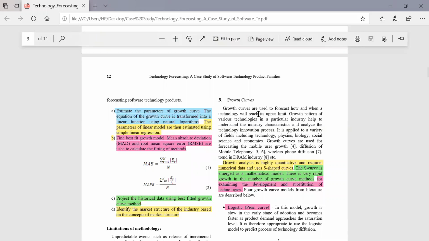The growth curves are mainly used to forecast how and when a technology will reach its upper limit. Upper limit means the point where it reaches its maturity, the saturation level, the stagnation level for a certain period of time, where it enjoys the upper amount of profit for a particular product. So the growth pattern of various technologies in a particular industry always helps to understand the characteristics of the industry, and it also helps in analyzing the technology they are using for different innovative processes.